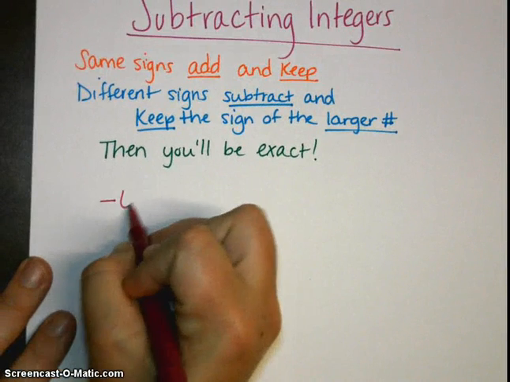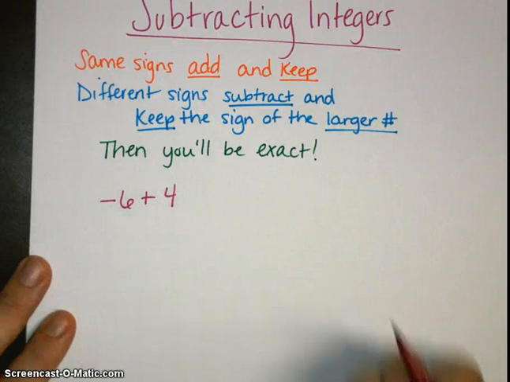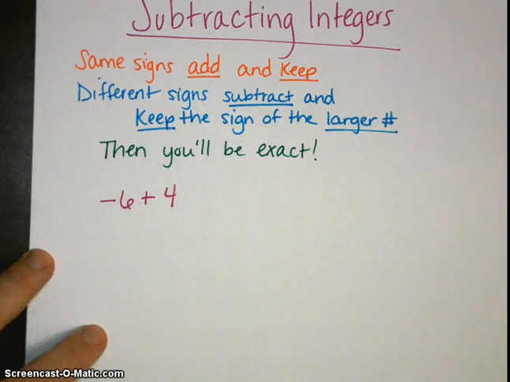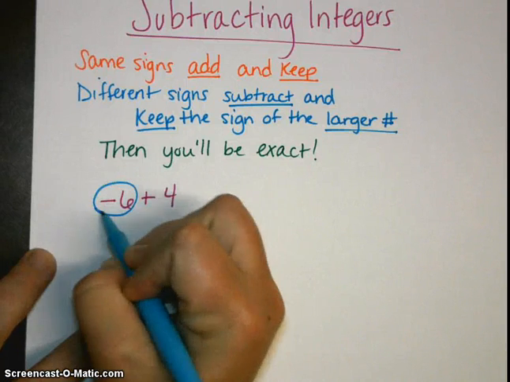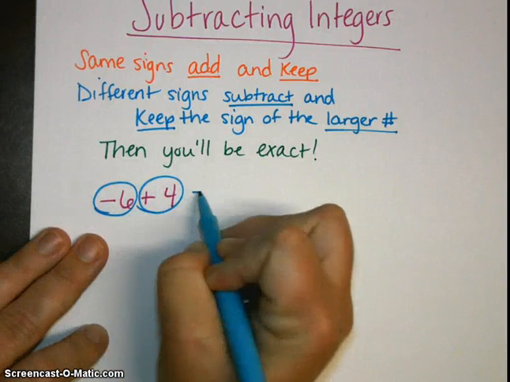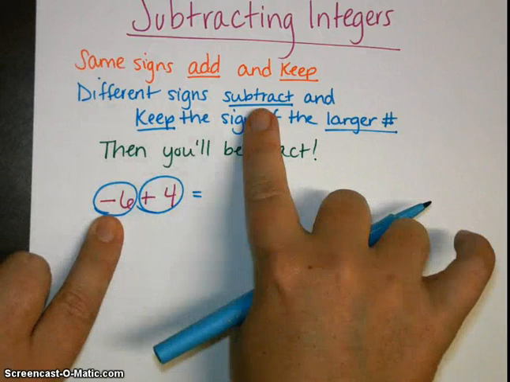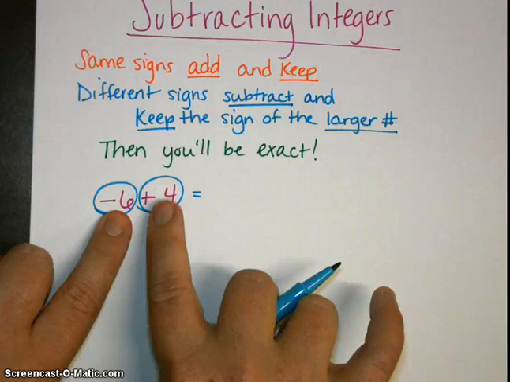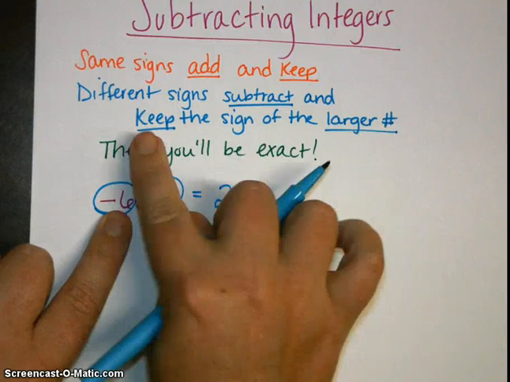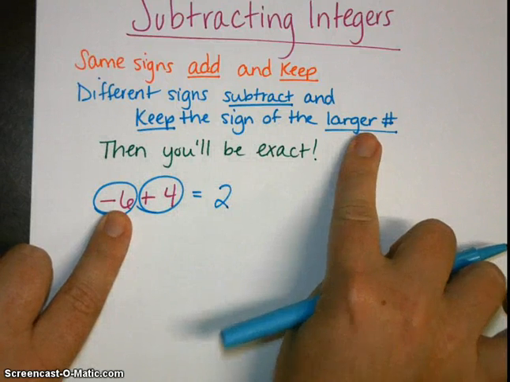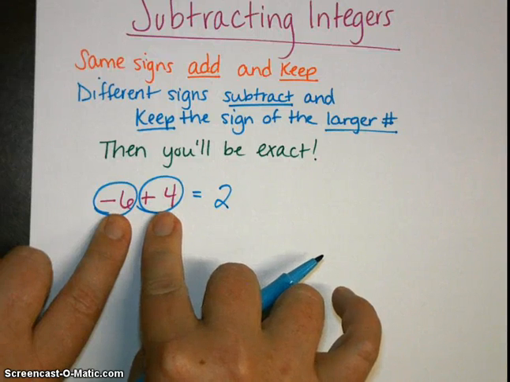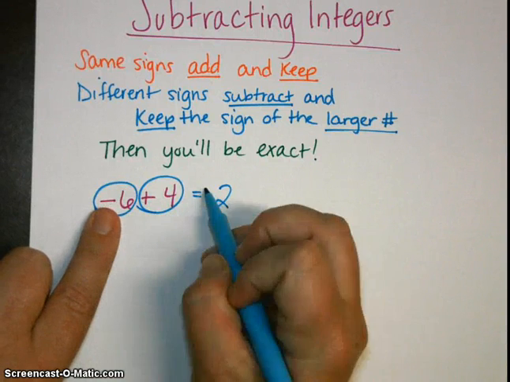Let's look at -6 plus 4. The first thing I do is circle the sign in front of the number. So here I have a minus and here I have a plus. Since the signs are different, I'm going to follow the different rule. I'm going to subtract. 6 minus 4 is 2, and keep the sign of the larger number. 6 is larger than 4, so 6 is negative. My answer is negative.